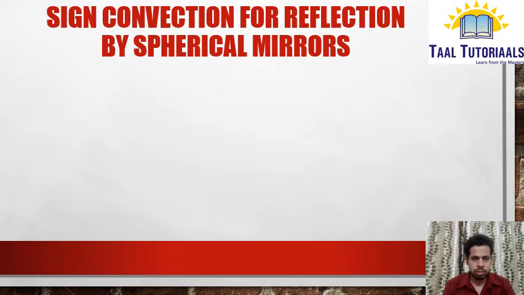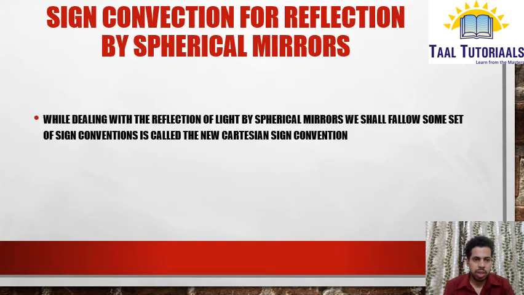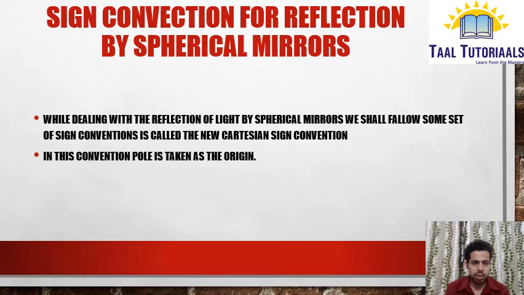Now let us see about sign convention for reflection by spherical mirrors. While dealing with the reflection of light by spherical mirrors, we shall follow a set of sign conventions called the new Cartesian sign convention. So whether to take the value as positive or negative, that will be decided by sign convention. In this convention, pole is taken as the origin.